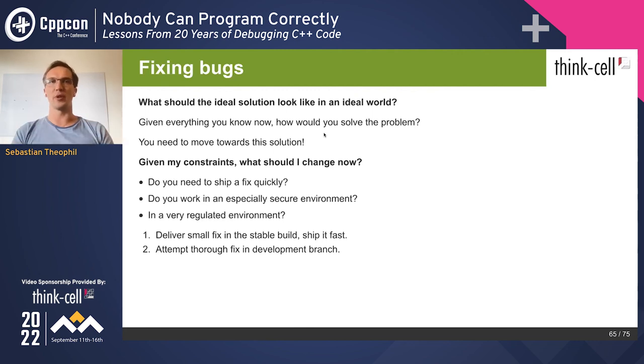And now you live in the real world, of course. You have real constraints. The second question should be, okay, given the constraints I have, what can I change now? Do I need to ship a fix quickly because I have customers waiting for it? Or because I work in a secure environment where making bigger changes is extremely difficult? Then it's completely okay to find that small fix, put it into the stable branch and ship it fast. But you can still take the time in your development branch that won't ship for, I don't know, another year, another 2 years maybe, to move towards the ideal solution in that branch.